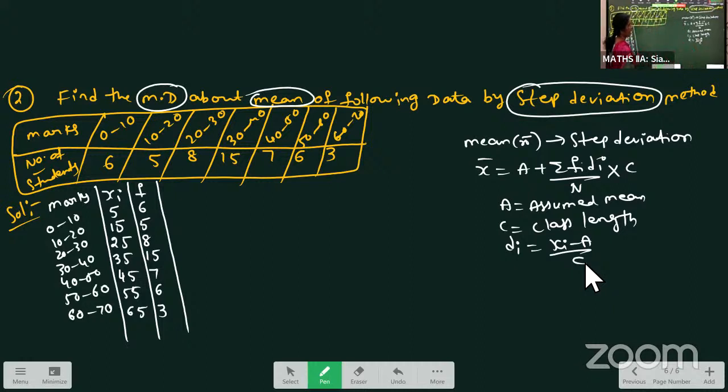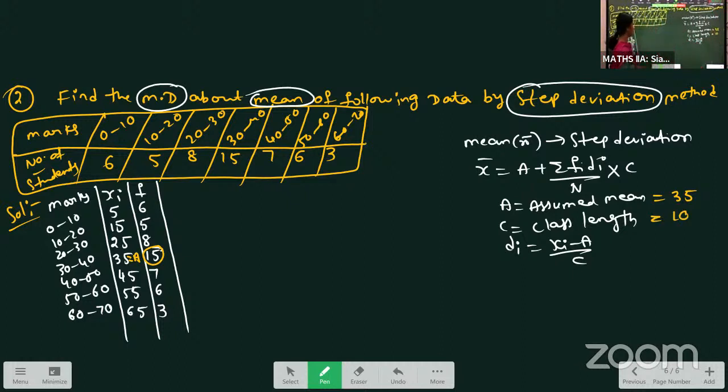First, assumed mean. How do we get assumed mean? Identify the highest frequency. In the frequency column, the highest frequency is 15. So its neighbor xi is called assumed mean. 15's xi value is 35. So that 35 is called assumed mean. So here write assumed mean is 35. Now class length. In class interval 0 to 10, what is the length of it? 10 minus 0 is 10. So class length is 10.